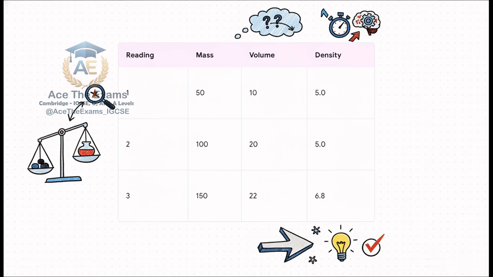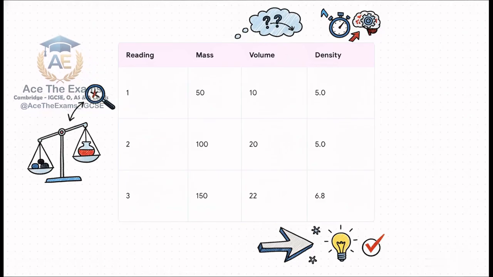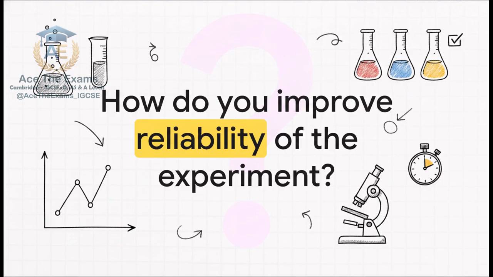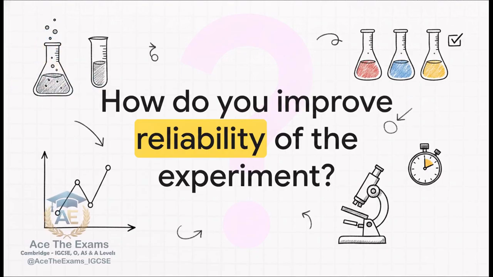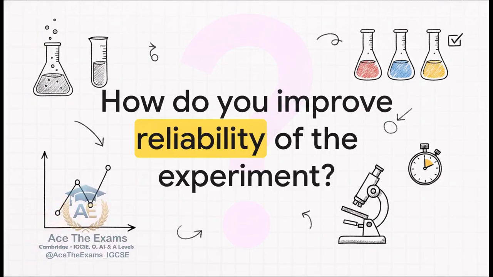Scan this data right now. What is happening with the mass and volume? What's the resultant density? There is a glaring issue here that the examiner expects you to catch instantly. So, the crucial point is this. Can you spot the anomaly? And more importantly, how would you improve the reliability of this experiment?